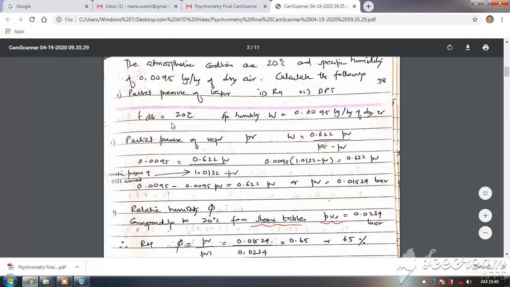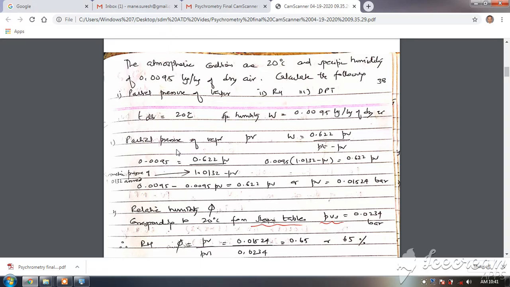Now the given data: dry bulb temperature is 20 degrees centigrade, specific humidity omega is 0.0095 kg per kg of dry air. Now the total pressure is not given, so we will assume the total pressure to be 1 bar, that is 1.013 bar. Okay. Now, specific humidity omega is equal to 0.622 PV divided by PT minus PV. Omega is given, specific humidity is 0.0095.